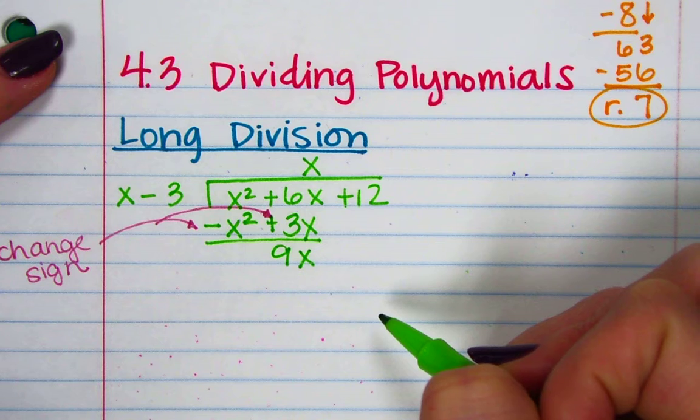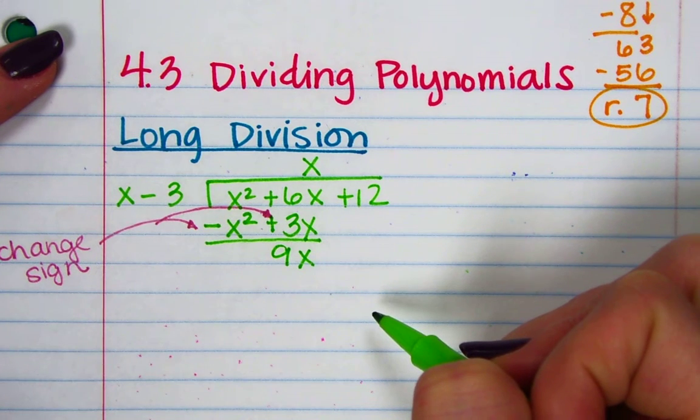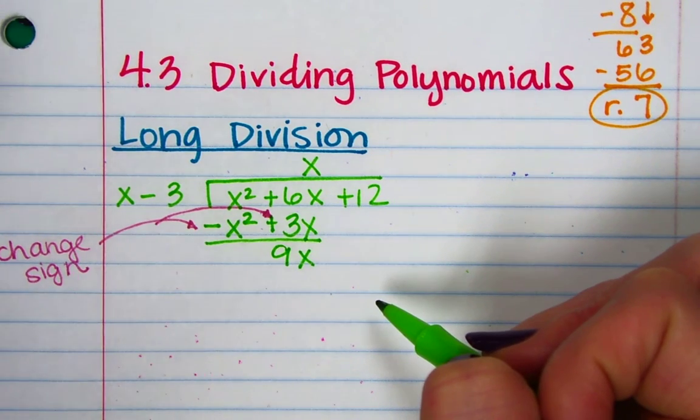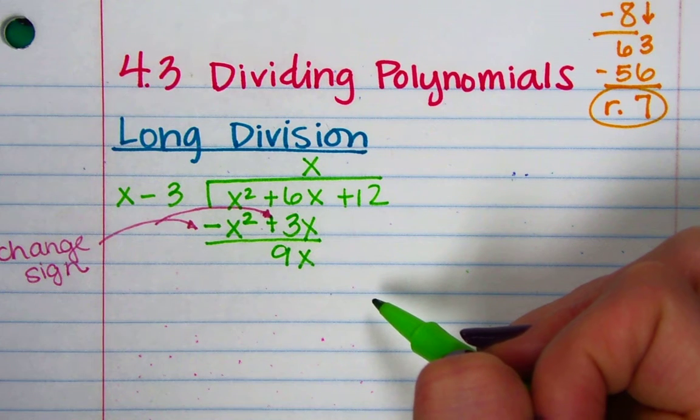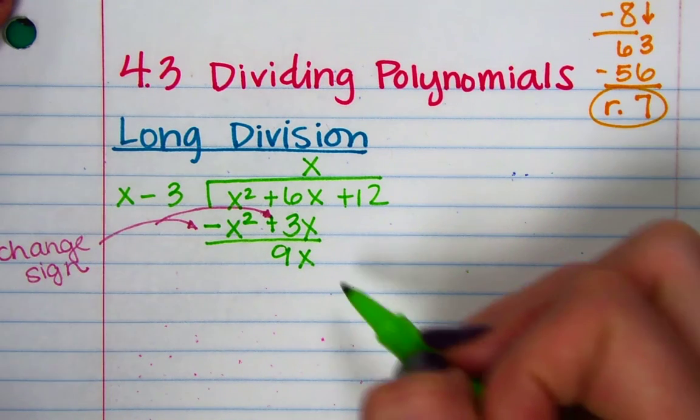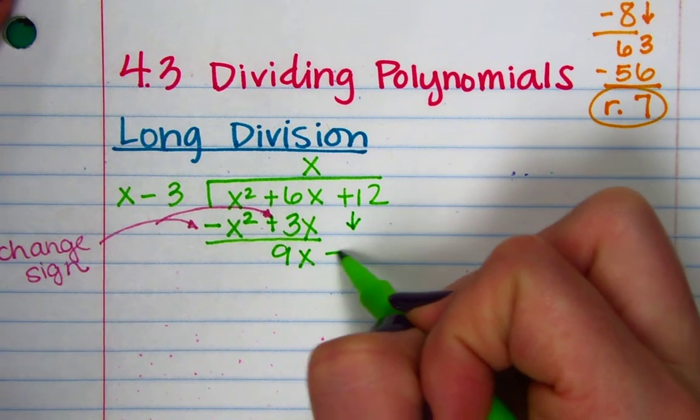Okay, there's still something left over. That's okay. That's supposed to happen. Right, then we start the process over again. But before we do that, what do we need to do? Bring down the 12, right? Bring down the 12.